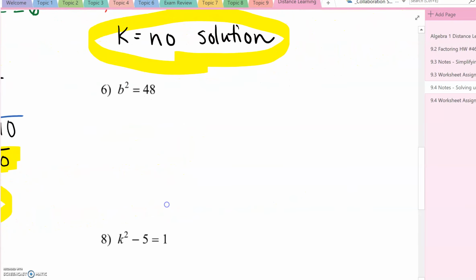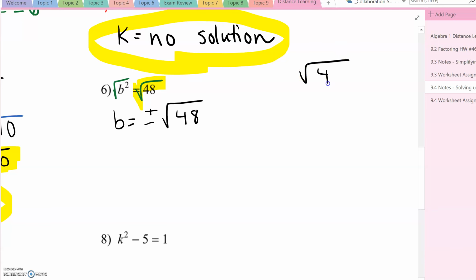Alrighty, moving on to number 6. We have b squared equals 48. I bet you know what to do here. Let's take the square root of both sides. So we get b equals, but we drew in that square root, right? So because we drew in that square root, we're going to write plus or minus the square root of 48.